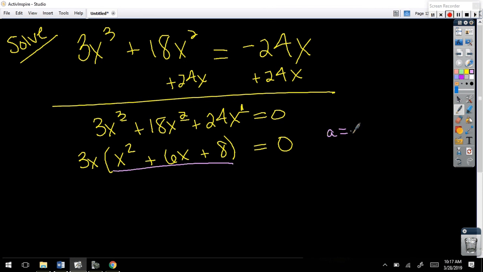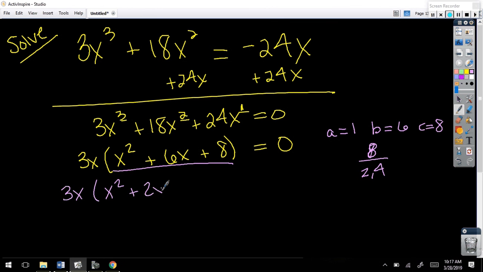What's A? What's B? What's C? What's A times C? 8. Are there any two numbers? Good job, Zaya. It's 2 and 4. 2 plus 4 is 6. 2 times 4 is 8. Okay, so I'm going to rewrite this. Forget about the 3x for right now, okay? X squared plus 2x plus 4x plus 8. That still equals 0, and that 3x is still out there. Slash it.